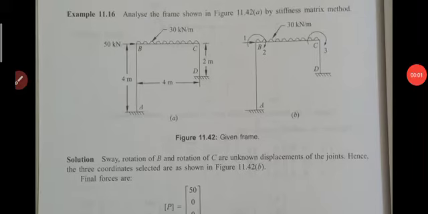Hello everyone, in this video lecture we are going to analyze an indeterminate frame by the stiffness matrix method. For this, consider this example. We know frames are generally classified into two kinds: one is a sway frame, another one is a non-sway frame. Sway frame means lateral displacement at the floor level or parameter. If the lateral displacements are restrained in the frame, it is called a non-sway frame.